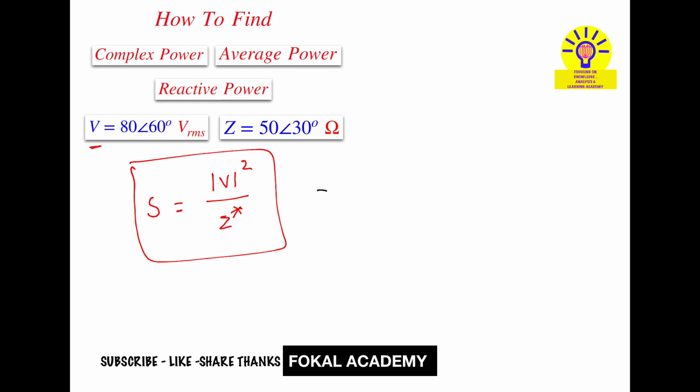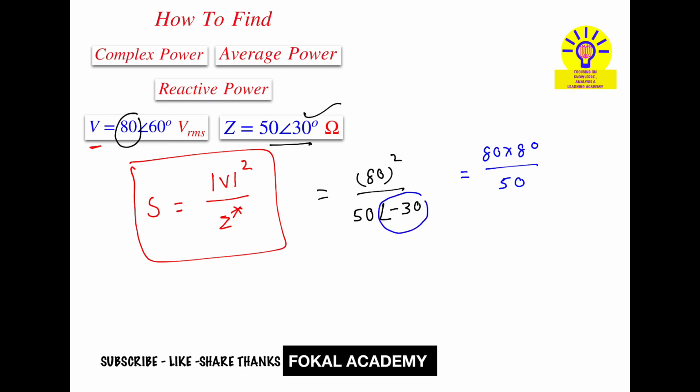From this, magnitude is 80 square upon conjugate of impedance. Conjugate means keep magnitude as this and apply minus of phase angle, that is minus 30. So 30 becomes minus 30. Now it becomes 80 into 80 upon 50. So this phase angle will go to numerator as 30 degrees. 0 cancel, 5 ones are 5, 5 sixteens are 80, 16 is 128 with phase angle 30 degrees. So this is the complex power.